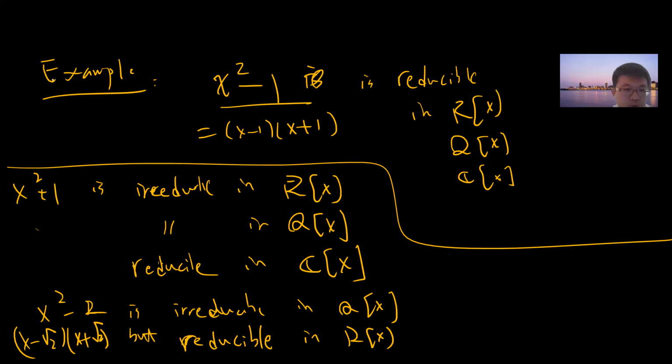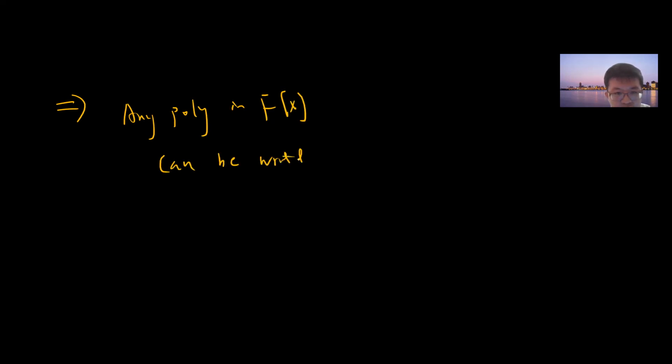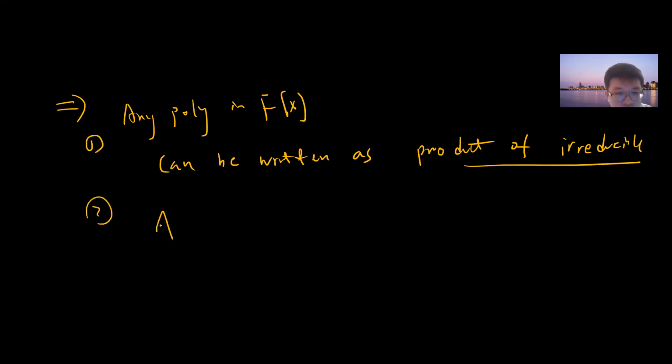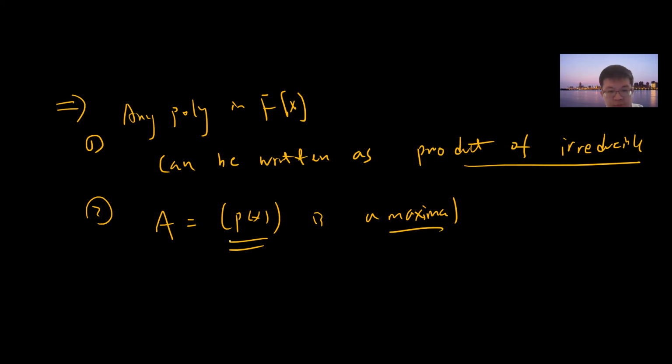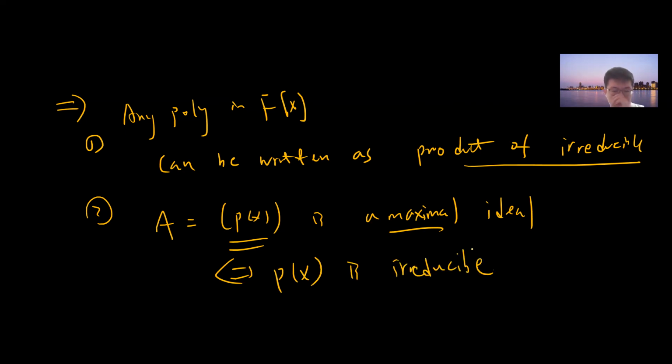Okay, so we have final results. I'll just write them down. We already developed the general Euclidean ring, so the following two facts are trivial. The first fact: any polynomial in F of X can be written as a product of irreducible polynomials. The second fact: remember that we proved in a Euclidean ring, every ideal is principal, so it's generated by a single element. If the ideal generated by P of X is a maximal ideal, it means that P of X is irreducible.